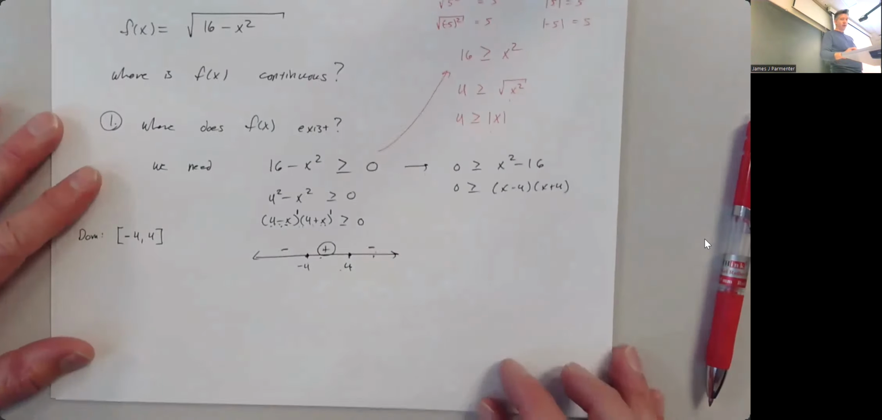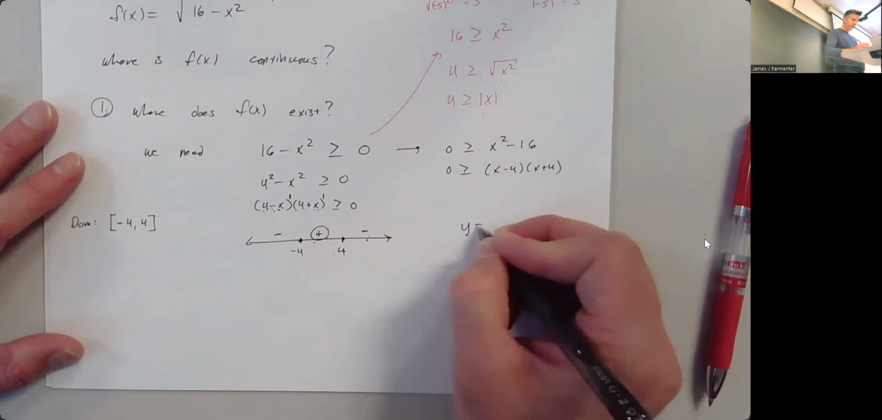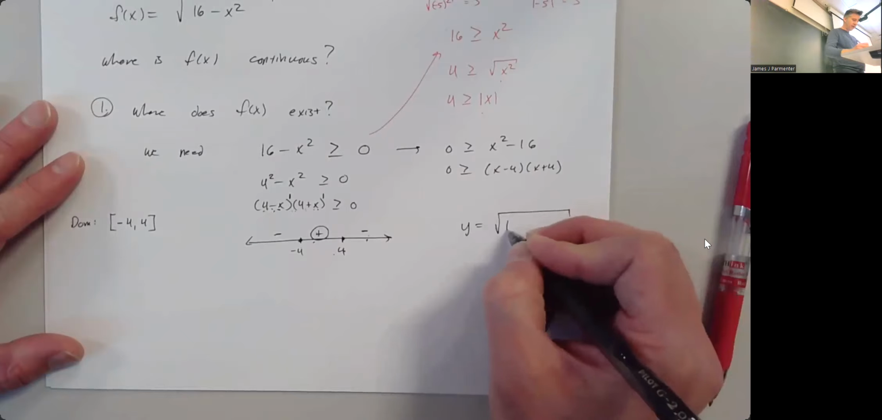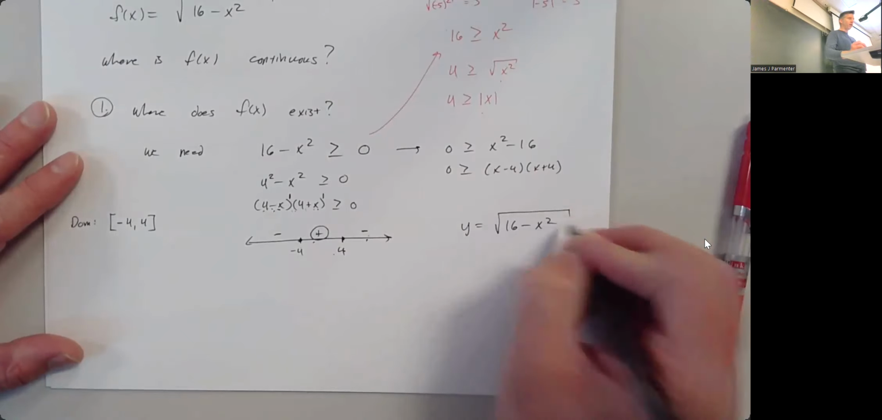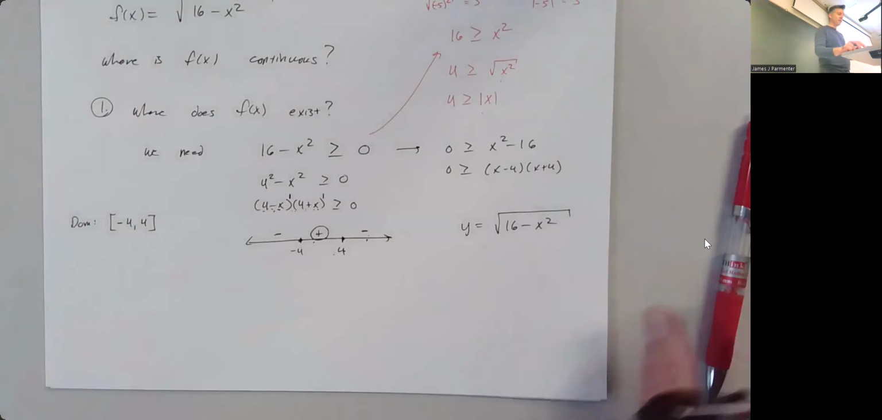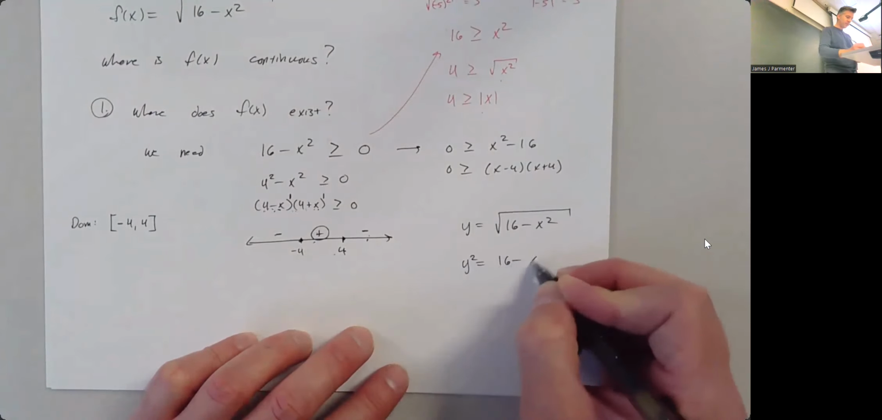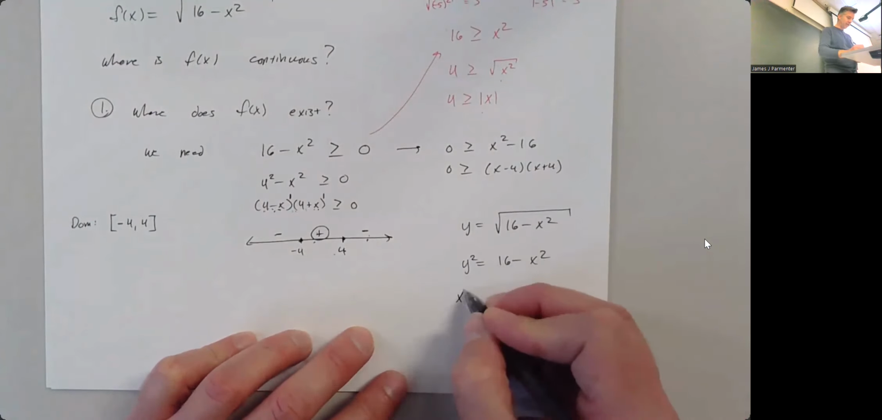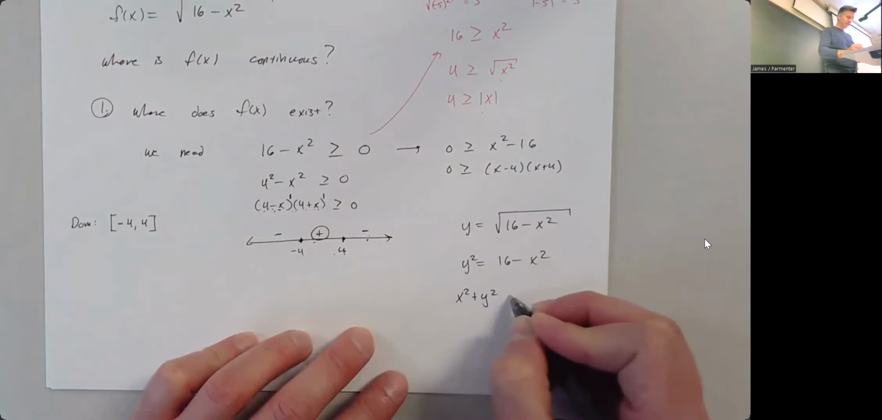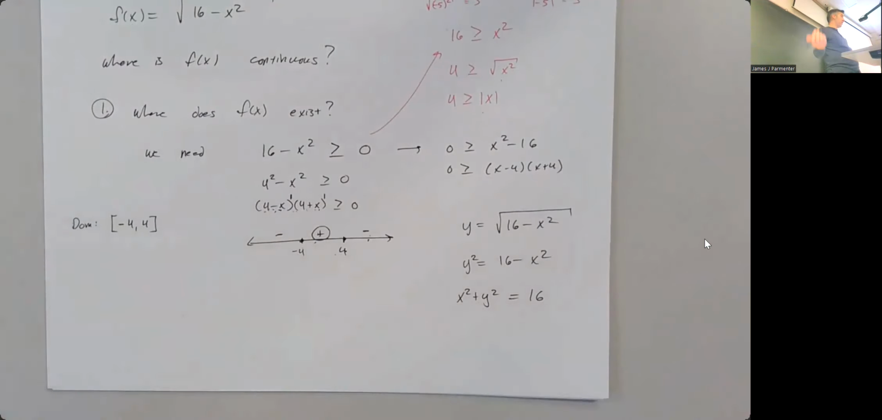I will also graph this function because it's something worth graphing. It's something you should get comfortable graphing. If y is equal to the square root of 16 minus x squared, this graph has a very, very well-known shape. It might be easier to see if we square both sides and add x squared to both sides. Does this equation, x squared plus y squared equal to 16, look familiar? Right, it's the equation of a circle.